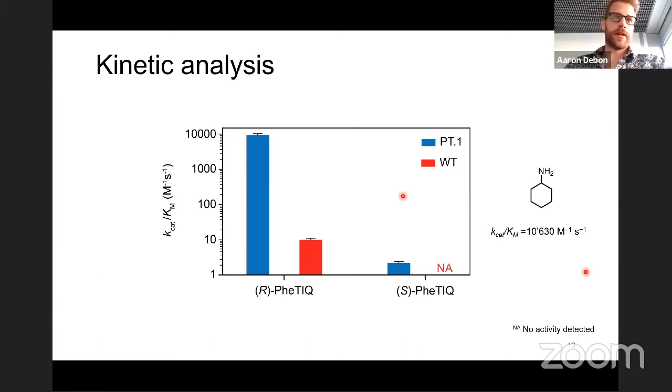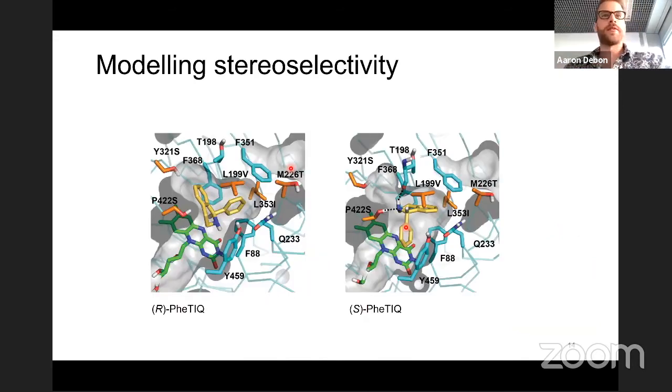We were interested in analyzing our model to explain this huge selectivity. What we found through docking the less desirable enantiomer is that, compared to the R enantiomer here, a bidentate hydrogen bond is formed with the newly mutated serine residue here, and with the backbone here, which forces the substrate into a conformation where the hydrogen points away from the FAD, making it catalytically non-relevant.